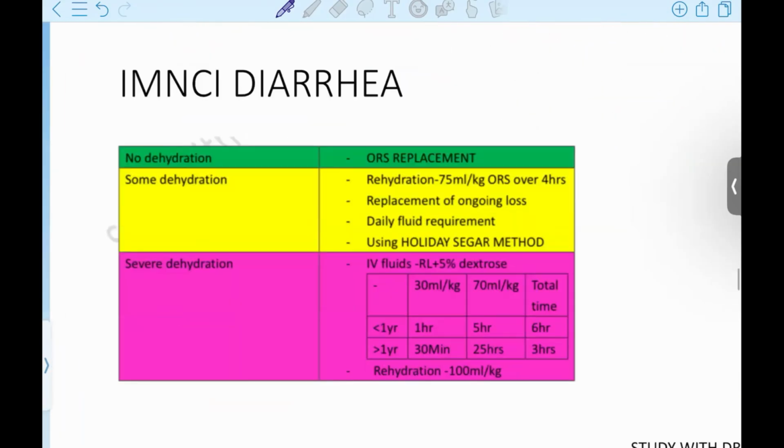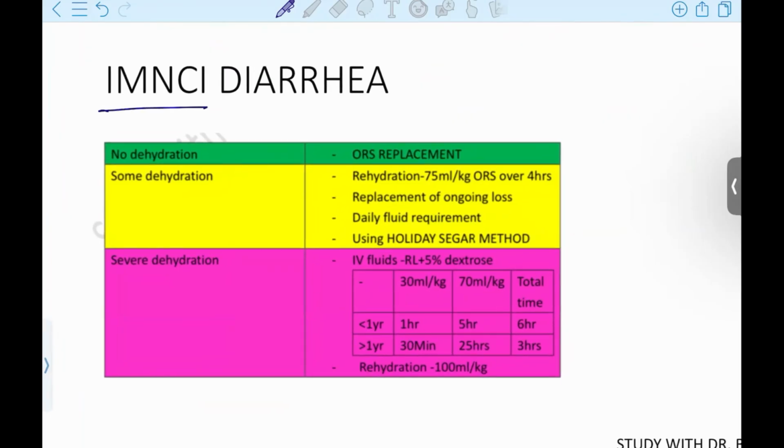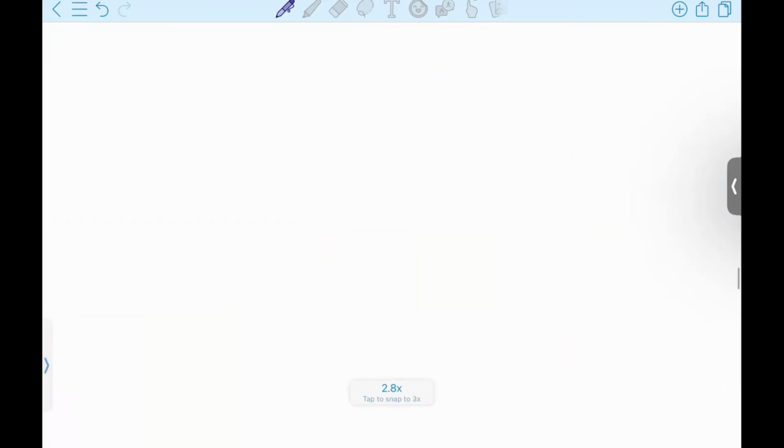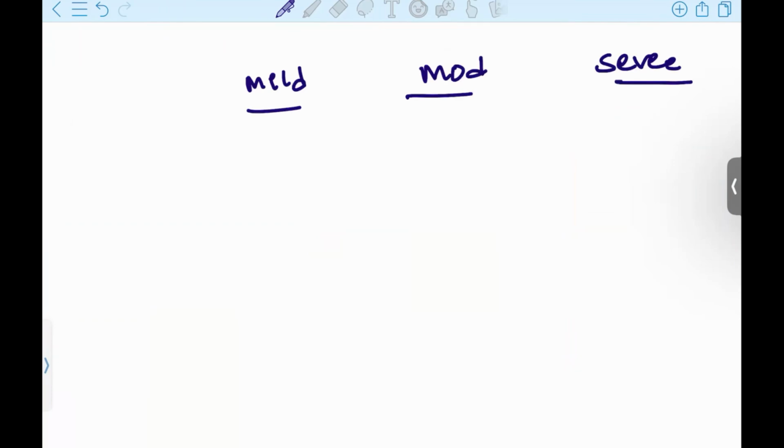Next, moving on to the IMNCI guidelines. This is commonly used in the PHCs and depends on the patient presentation. Most commonly, diarrhea and pneumonia are asked. Let's see the difference between mild, moderate, and severe dehydration. What are the features? At least remember these three. First one, the patient will be normal only, alert. Next, the patient is irritable. And the severe patient will be lethargic. And then thirst.